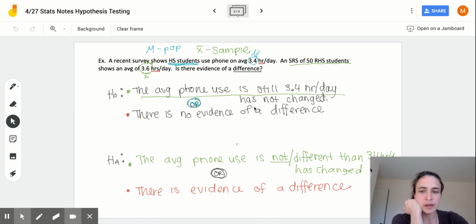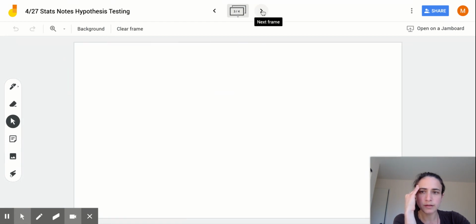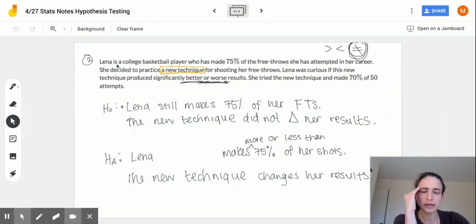Okay, so we're only going to look at one last example. So the last example that we're going to look at, this is number 2 from the worksheet. So it says Lena is a college basketball player, makes 75% of her free throws that she attempted in her career. She decided to try a new technique for shooting her free throws. She's curious if the new technique produced significantly better or worse results. She tried it and made 70%.